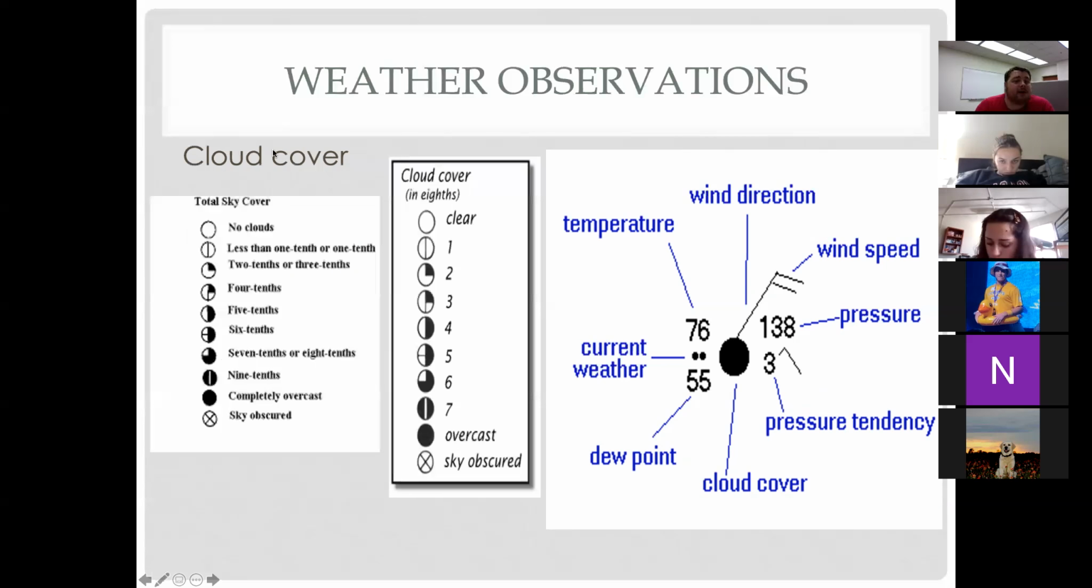And then cloud cover, you guys looked at this with your activity last week. Depending on how much of the circle is shaded, that shows us what the current sky cover is. Since it's fully shaded right here, that means it's an overcast sky.